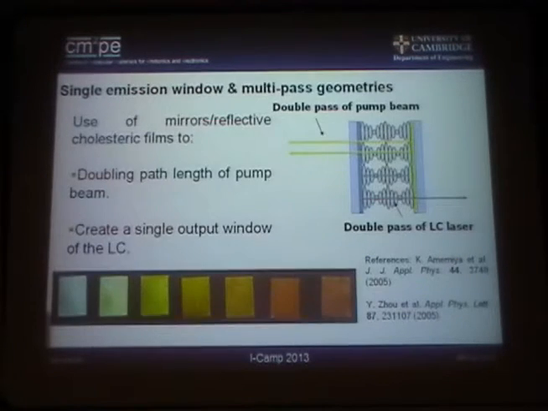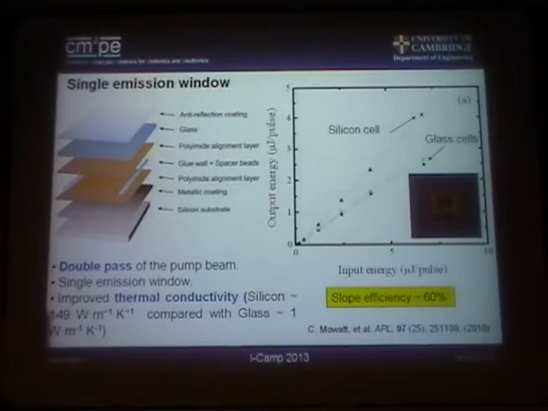There are a number of reports that did this. This is only two, but there were lots where they were playing with this. We decided to have a go at this ourselves and have a single emission window. The only difference was that we added a silicon substrate rather than a glass substrate, which is what all the other studies had used. The reason was to try and improve the thermal management of our liquid crystal lasers. The thermal conductivity of silicon is substantially higher, about an order of magnitude higher than glass. And we found that this had a dramatic improvement on the efficiency.